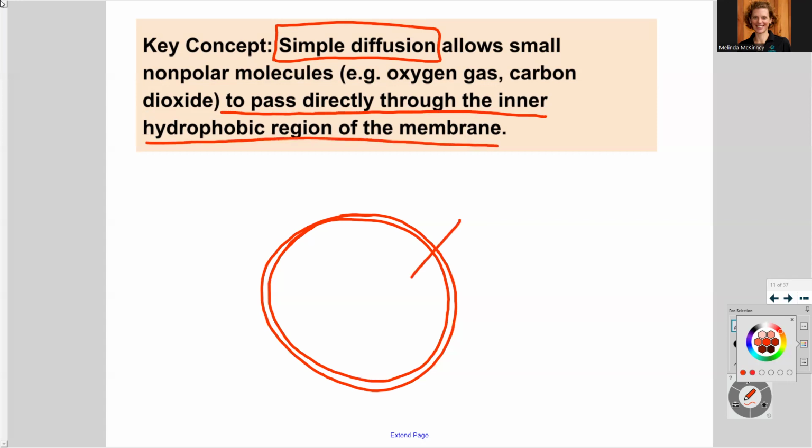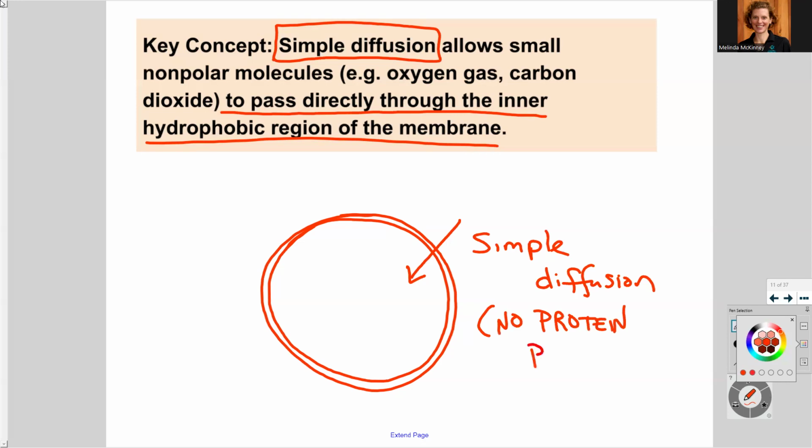So what is going to be allowed through directly? Okay, that's called simple diffusion. It's going straight through. It does not require a protein, right? No protein required. So what goes through? You do need to know they could easily go in or out.